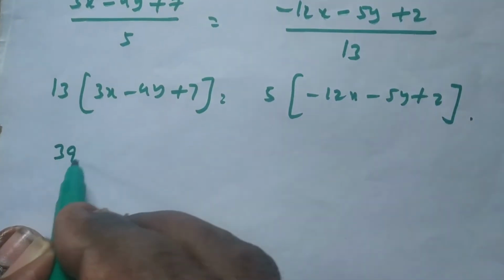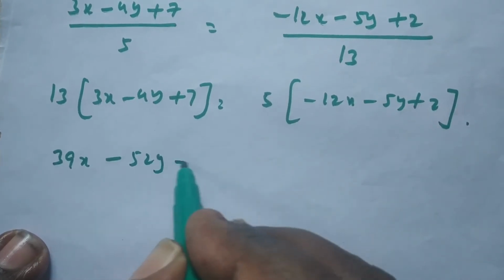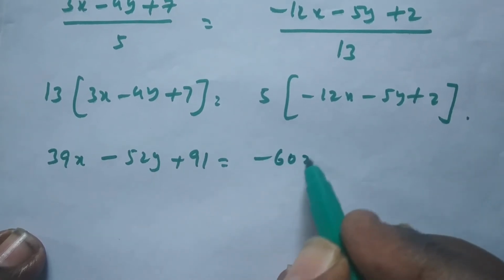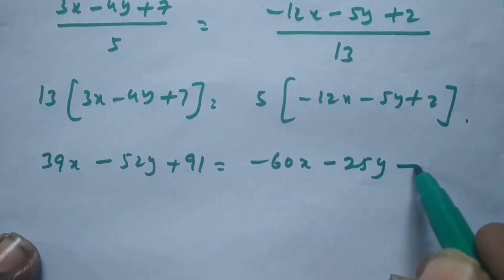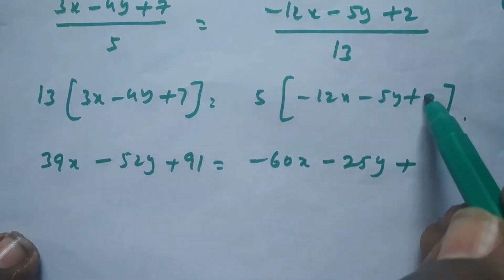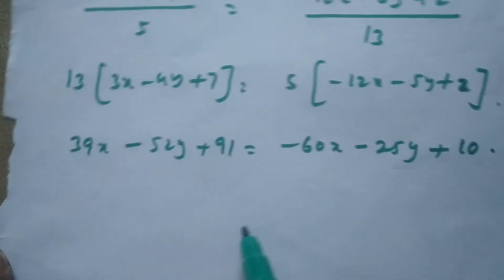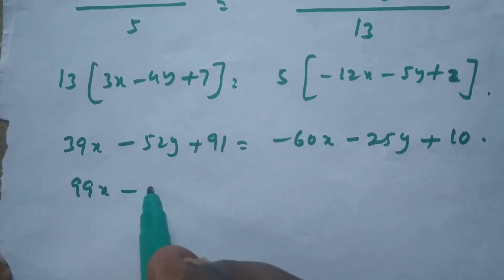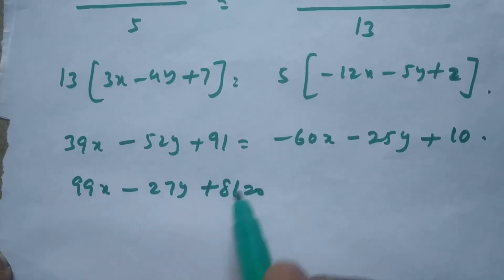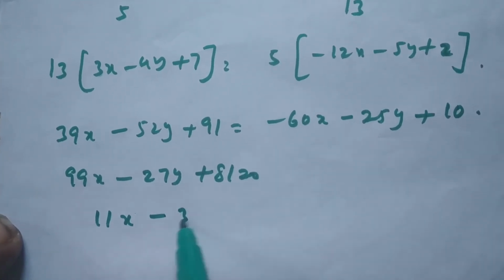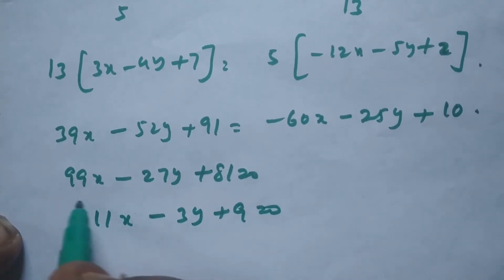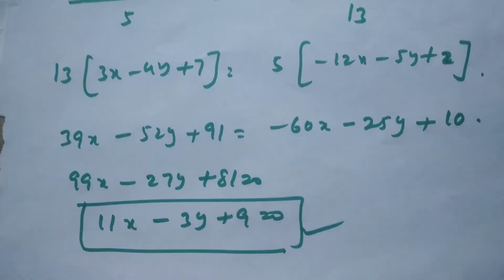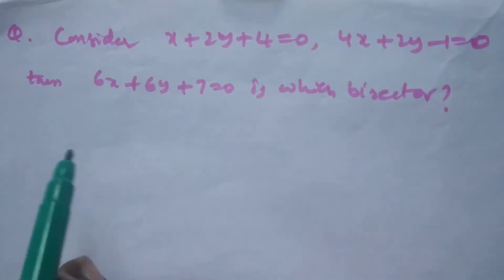By simplifying, 39x minus 52y plus 91 is equal to minus 60x minus 25y plus, this is 2, 2 5s are 10. So take the right side terms to the left side. This is 99x minus 27y plus 81 equal to 0. That is nothing but 11x minus 3y plus 9, 9 9s are 81, equal to 0. This is the way to find the acute angular bisectors of the given two lines. Okay. See the next question.